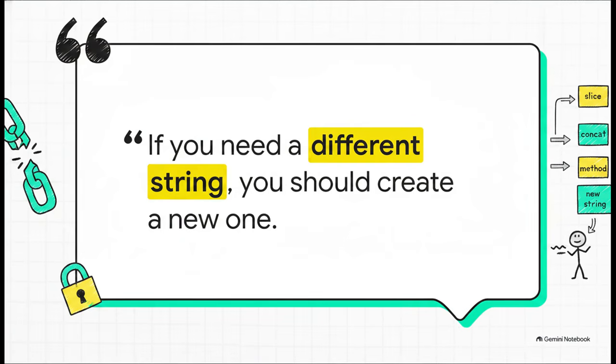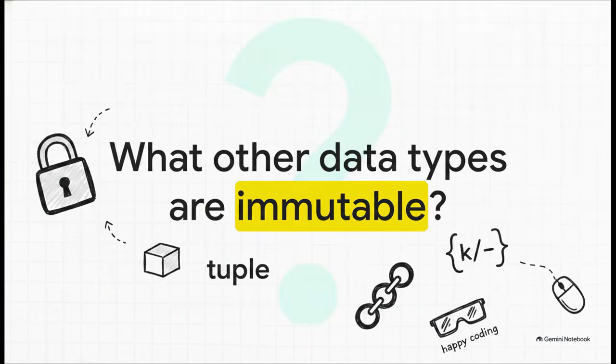The absolute golden rule and the ultimate takeaway for your unit review is this exact quote straight from the Python documentation. If you need a different string, you should create a new one. It's that simple. Never try to modify the string directly. Just use your slices, concatenation, and methods to generate a new string, and always make sure you save it to a variable. So as you head into your test, I want you to ask yourself, what other data types have we learned about that might also be completely unchangeable behind the scenes? Keep that in the back of your mind, and happy coding.